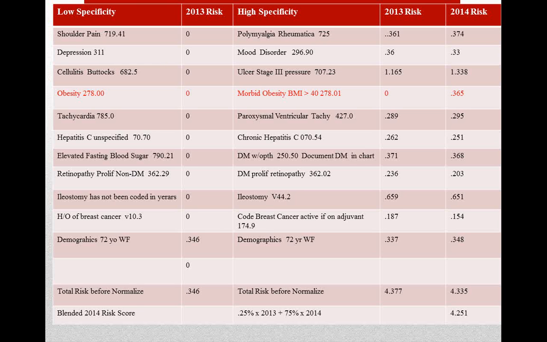And hepatitis, if you just use a regular hepatitis code, you're going to get nothing. If you use a chronic hepatitis C code, 070.54, you're going to get the risk score. Again, this patient has an elevated fasting blood sugar, but really has diabetes with now ophthalmologic issues. So you will get credit for the .371 there. The retinopathy code for the proliferative retinopathy, you will get a risk code in both 2013 and 2014.